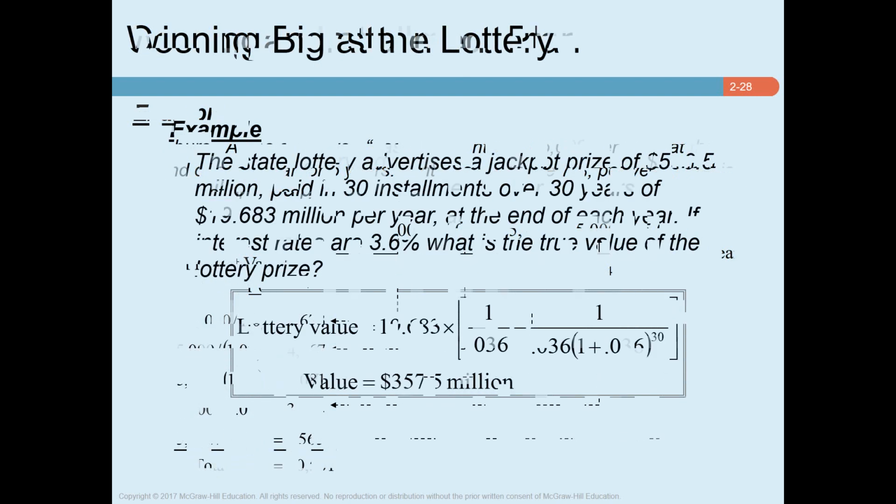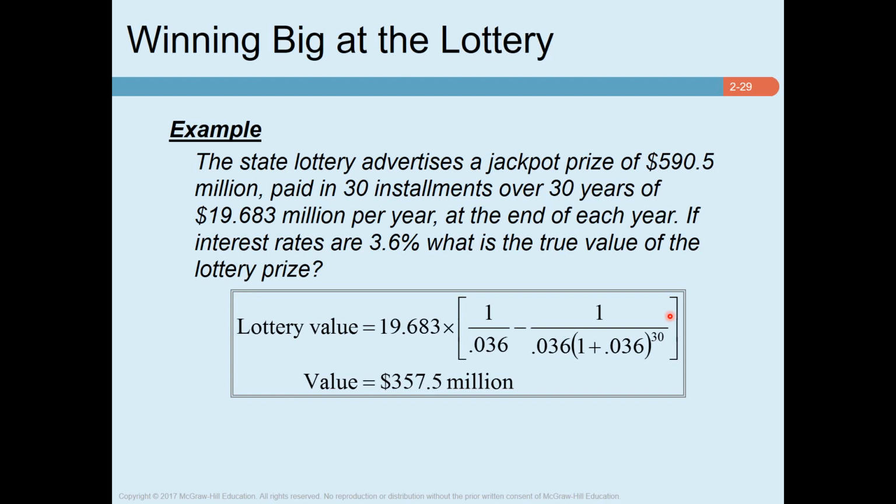Okay, so let's see another example. The state lottery advertises a jackpot prize of 590.5 million paid in 30 installments over 30 years of 19.683 million per year at the end of each year. If interest rates are 3.6%, what is the true value of the lottery prize? Okay, so you are actually winning a lottery and you get the money in 30 installments. Each installment is 19.683 million per year and your interest rate is 3.6%.